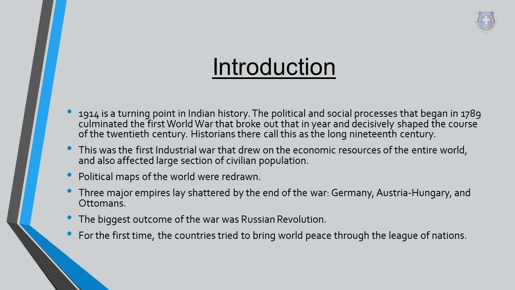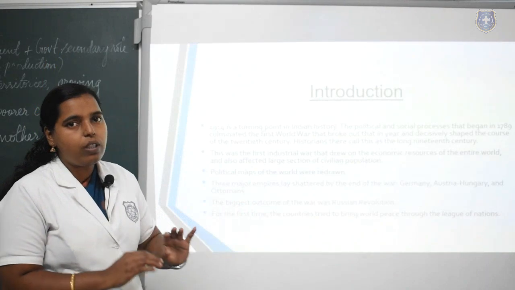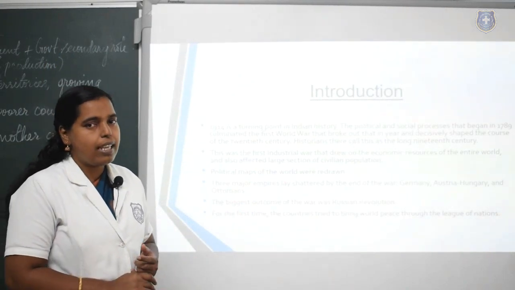After this World War, the political maps of the world were redrawn and restructured, and changes were brought in the whole political system. Three major empires were shattered: Germany, Austria-Hungary and the Ottomans. The biggest outcome of the war was the Russian Revolution, which changed the face of the world and the countries. Then for the first time, the countries tried to bring world peace through the League of Nations. So we are going to deal with all these important topics in this lesson.